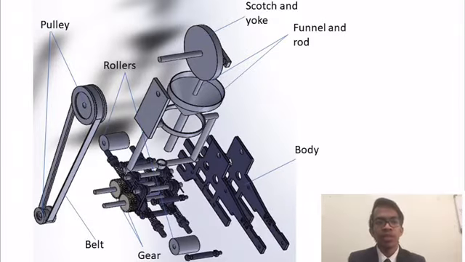Okay, this is the exploded view of my design. The most important part is the feeding mechanism, where I use a combination of a funnel and a load and the scotch yoke mechanism. The scotch yoke mechanism will move up and down as a reciprocating motion, and the load will feed the anchovies through the narrow part of the funnel.